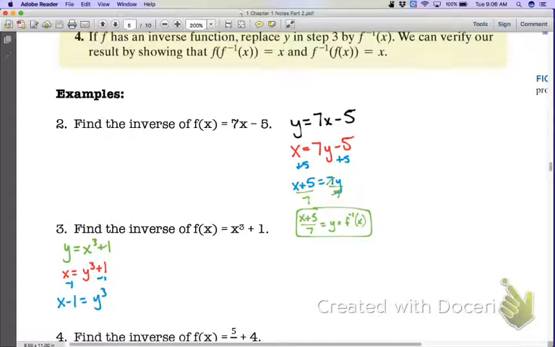Now how am I going to get rid of the cube? Cube root. So I'm going to take the cube root of both sides. When I take the cube root of both sides, the cube root and the cube go away. So I have the cube root of x minus 1 equals y. Or again, like we said, you can write it as f to the negative 1 power of x. And it's going to mean the same thing.